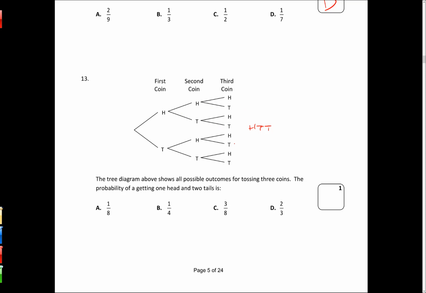Well, here's 1 head and 2 tails. I'll write them all out. Head, head, head. Head, head, tail. Head, tail, head. Head, tail, tail. Tail, head, head. Tail, head, tail. Tail, tail, head. Tail, tail, tail. How many of them have 1 head and 2 tails? 1 head, 2 tails. 1 head, 2 tails. 1 head, 2 tails. 3 out of all 8. They're all equally likely as each other, all these 8 options, because there's no probabilities on the arms. It's not a weighted tree diagram. It's just each branch is 50-50. So 3 out of my 8 options.